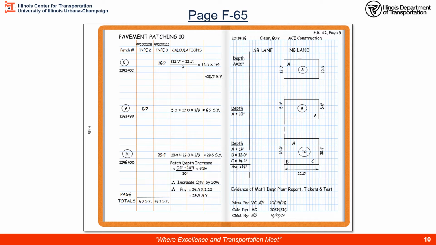Okay, page F65 in your doc guide is an example of a field book entry for some pavement patching. One of the most important things that we do first in patching is we go lay out the dimensions of the patch. Most of the time you're going to be a full lane width, whatever that lane might be.